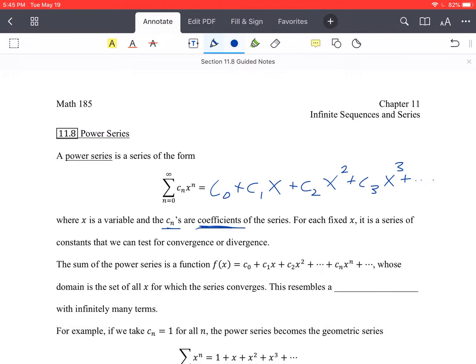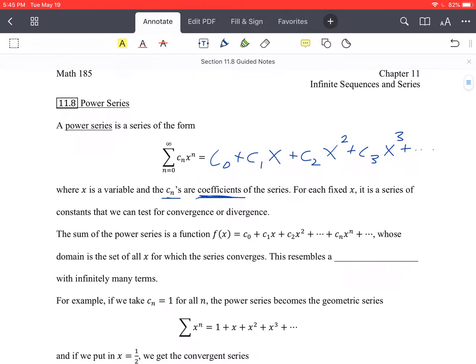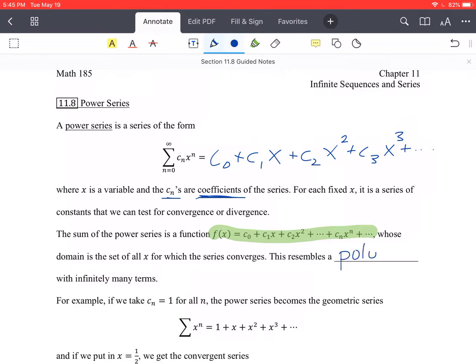We'll look at an example in a sec. The sum of the power series is a function, whose domain is the set of all x for which the series converges. So the appropriate x values to plug in are anything where it converges. Notice this form resembles a polynomial, except it has infinitely many terms, because it's coming from an infinite series.